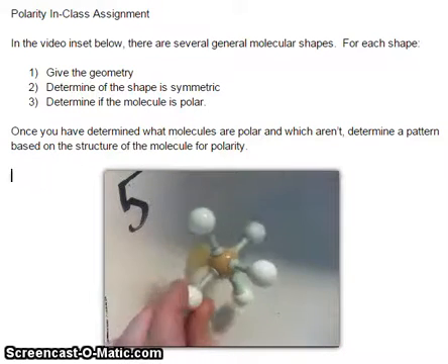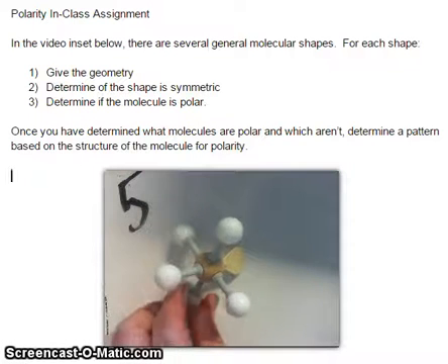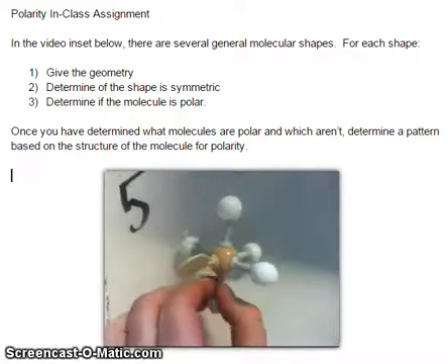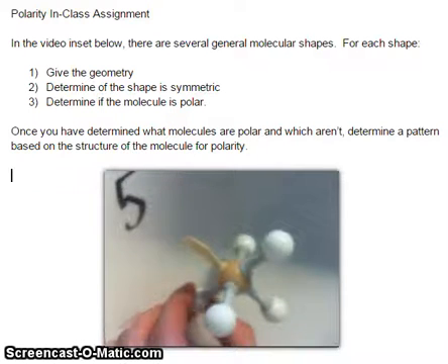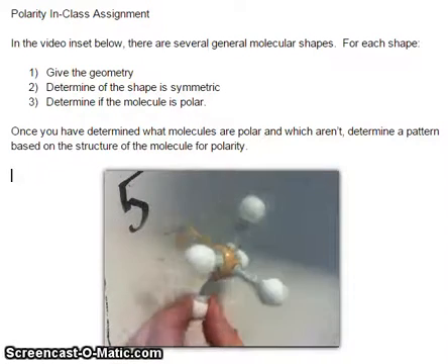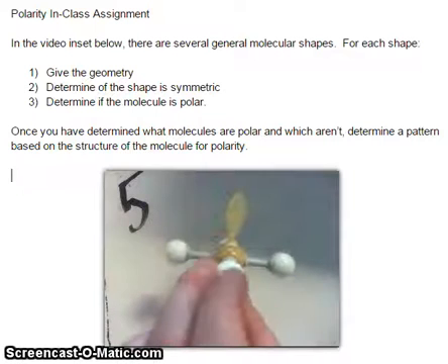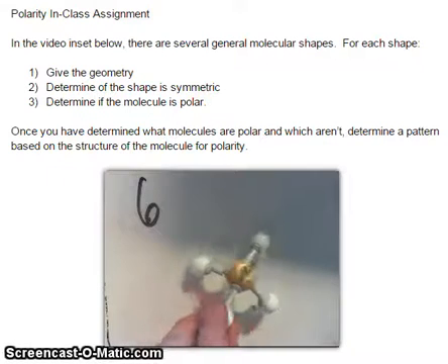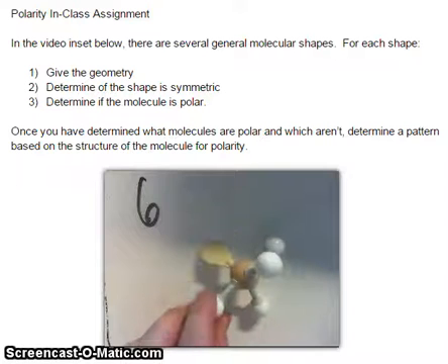Okay, let me maneuver it around here. Okay, so you can see what this looks like. Again, feel free to pause and remember that you're assuming every bond is polar or has an electronegativity difference. Here's the 6th shape, number 6.